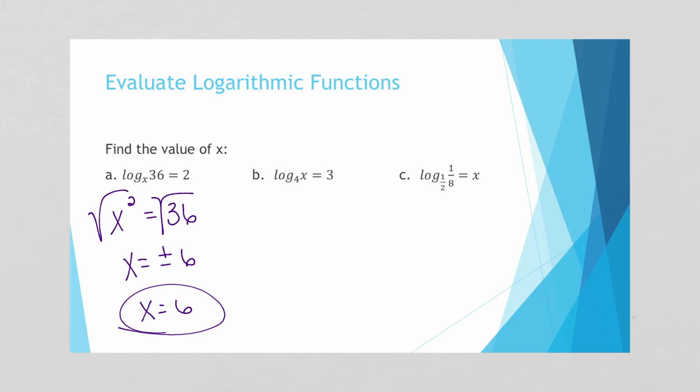Let's look at part B. So we've got 4 to the third power is equal to x. 4 to the third power is 64, so 64 is equal to x. All right, let's look at part C.